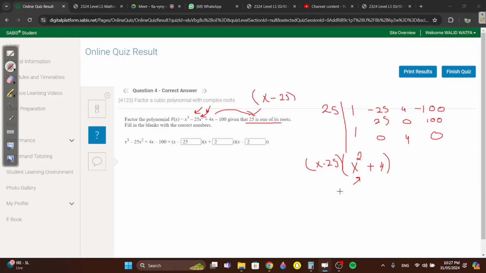Can you factor this x squared plus 4? Yes, but over the set of complex numbers. They put i for you, so basically they're telling you, I want you to factor it over the set of complex numbers. Remember when we have a squared plus b squared, it's equal to a plus bi, a minus bi. This was from chapter 3.3. So this x squared plus 4 is going to be equal to x plus 2i, x minus 2i, since it's plus. But if it was minus, you don't need the i. Okay, so x plus 2i, x minus 2i, and then x minus 25 here.